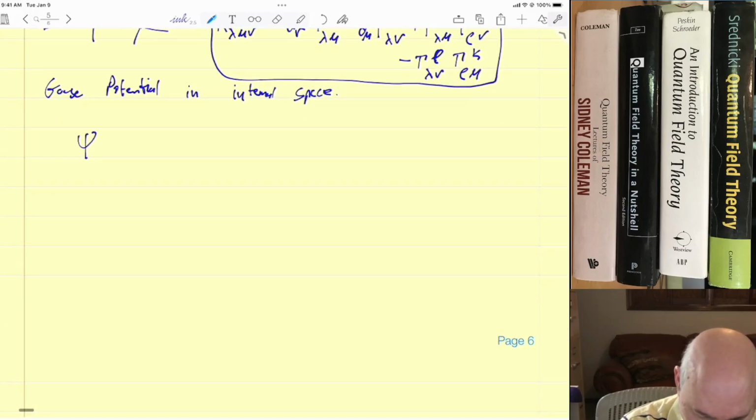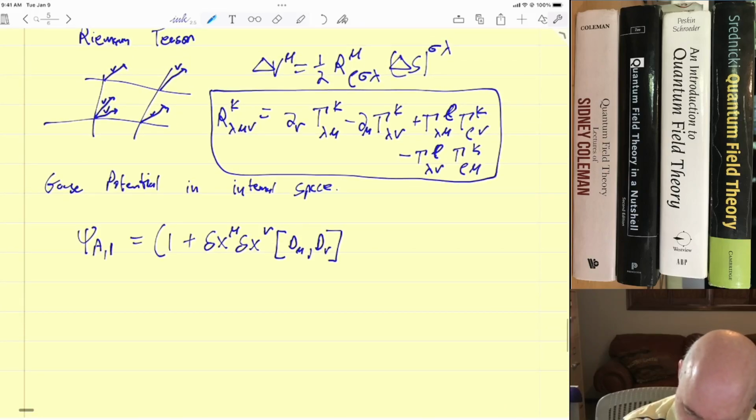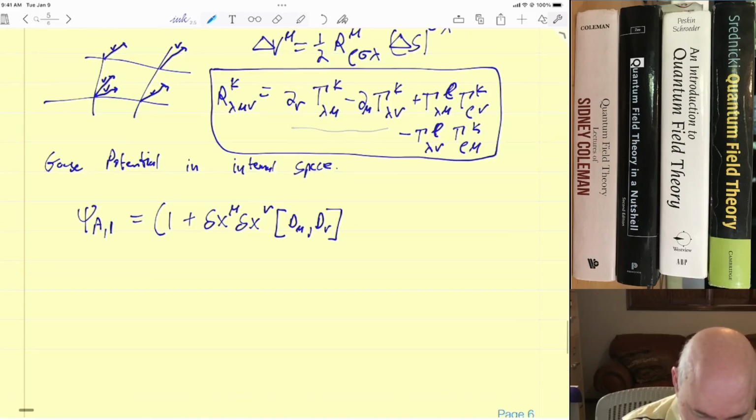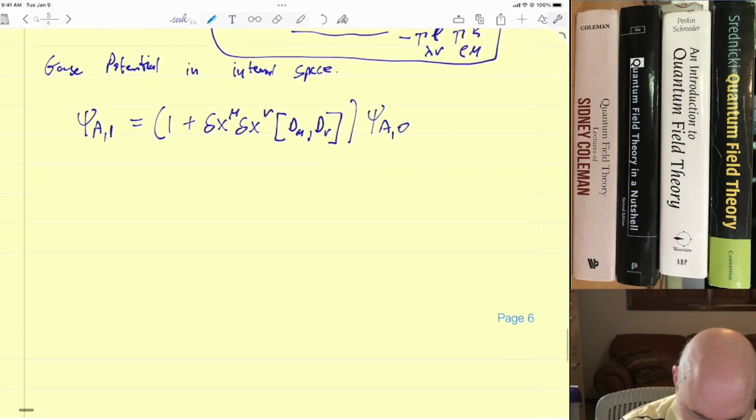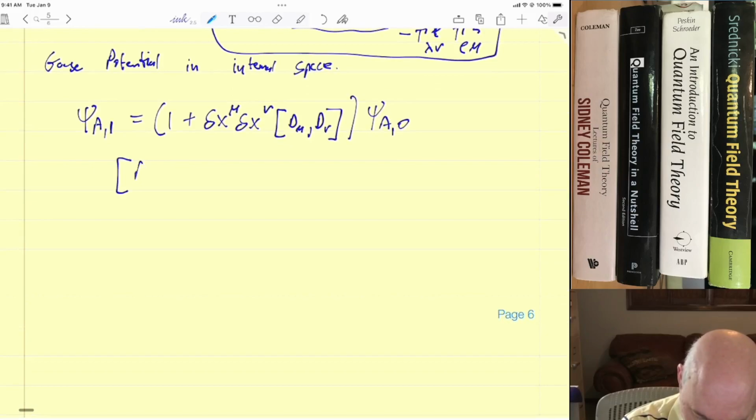But basically he has that the field, when it's transformed around a loop, 1 is like the new one and 0 is the old one. It ends up being 1 plus something proportional to the area element in space-time. And then it has this commutator of covariant derivatives, which is very similar to these things over here, times psi a comma 0. So we can evaluate the commutator D mu D nu using our previous formula.